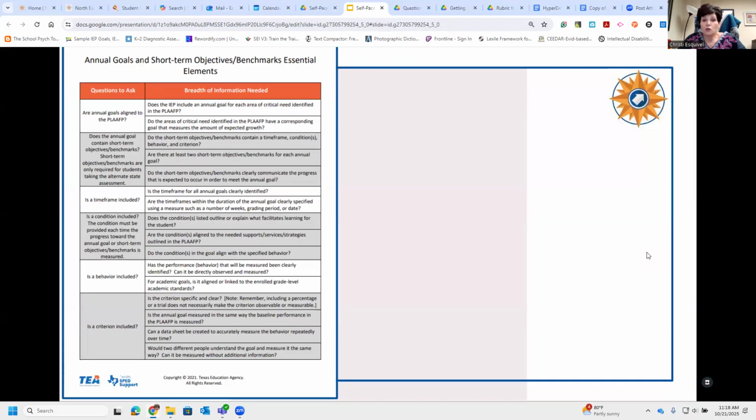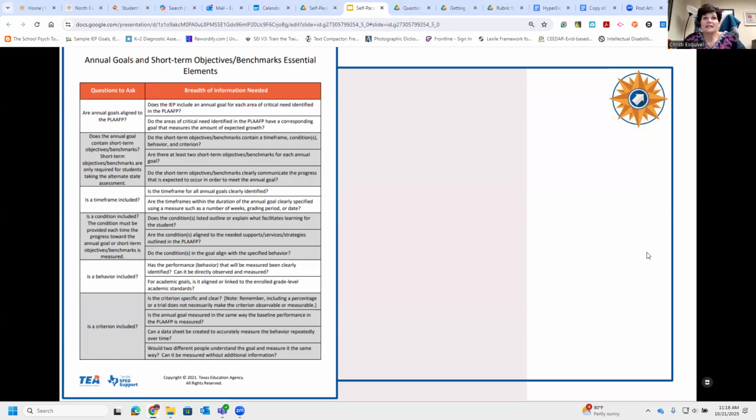The Annual Goals, Short-Term Objectives, Benchmarks Essential Element document from TEA gives us the questions to ask as we develop annual goals. The second column breaks down the breadth of information needed to answer the question. So let's look at the document.